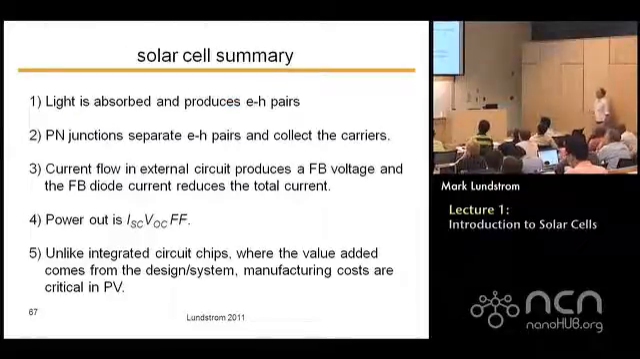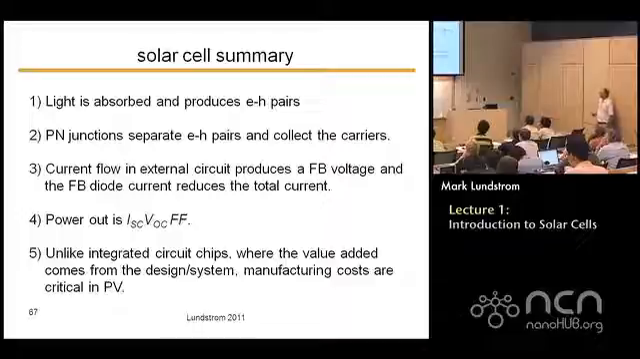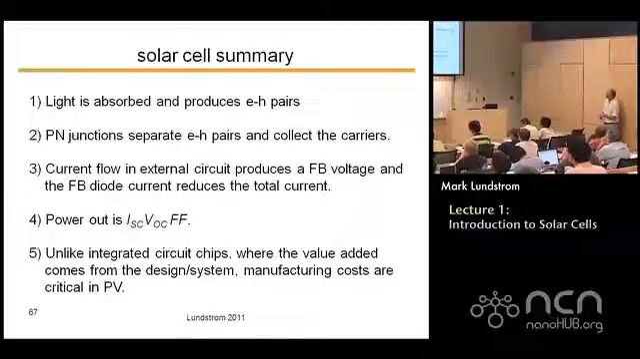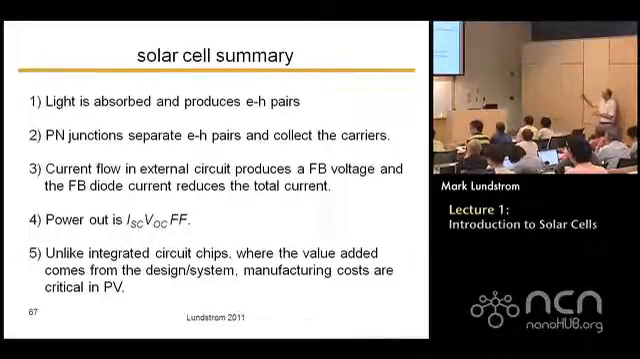Okay, so a summary. The solar cell is really very simple. Light is absorbed, produces electron-hole pairs. The junction separates those electron-hole pairs, sends the electron out the N contact, the hole out the P contact. That current source, as it's flowing in the external circuit, induces a forward bias voltage that reduces the total current. The output power is short circuit current times open circuit voltage times fill factor. And as I just mentioned, everything is about cost in photovoltaics.